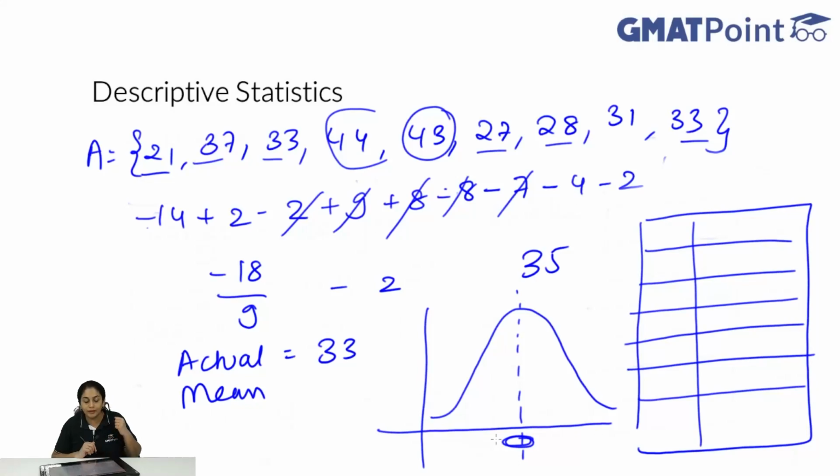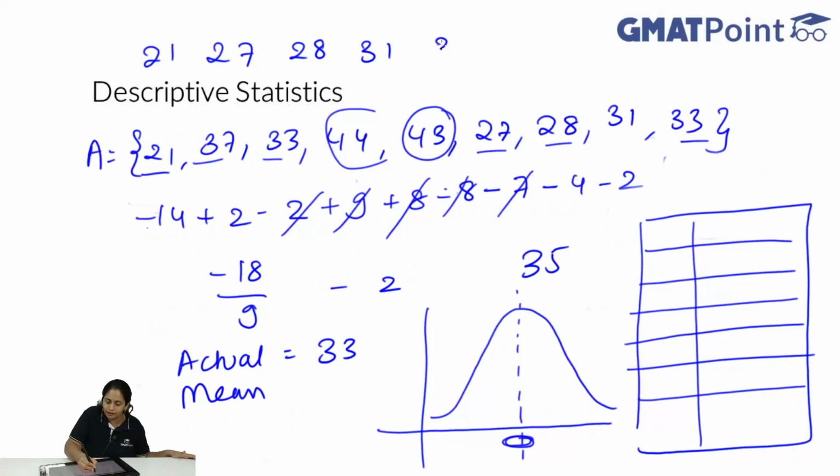Now what would be the median of these values? Again, if you consider the same set, how do you calculate the median? Again, what you have to do is arrange them in ascending order. If you arrange them in ascending order, you get the set 21, 27, 28, 31, 33, 33 (it comes twice), 33, 33, 37, 43, 44. These are the 9 values.